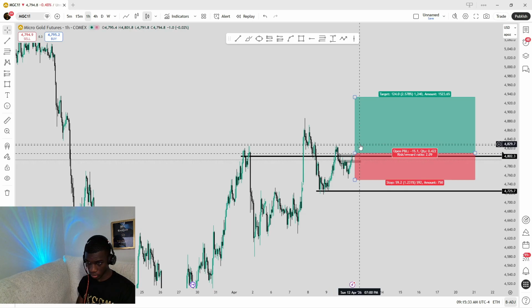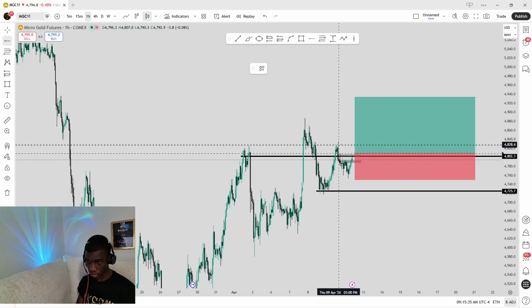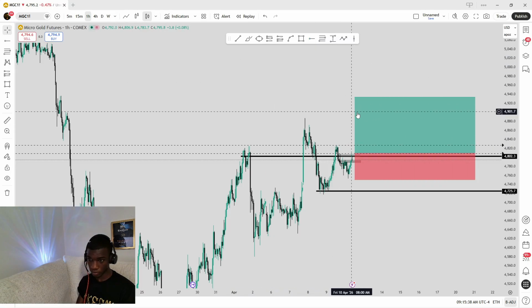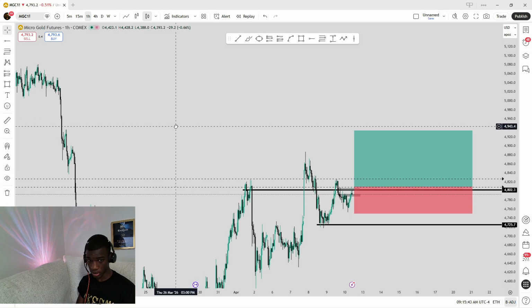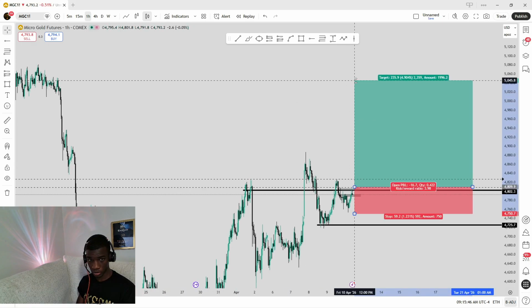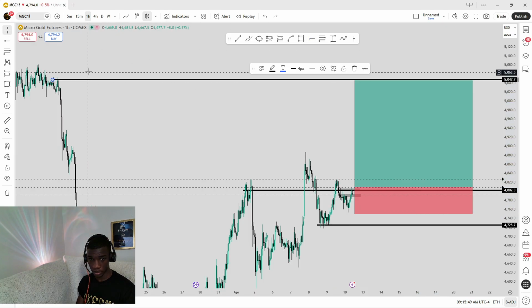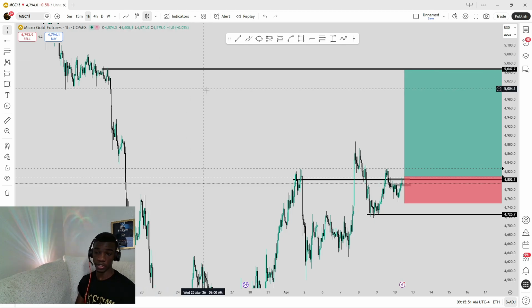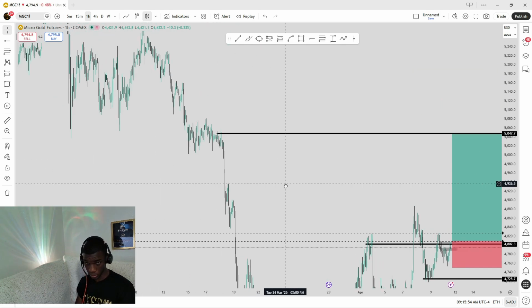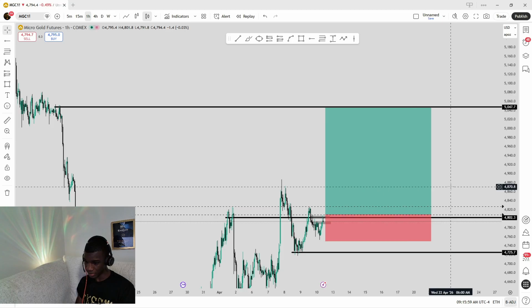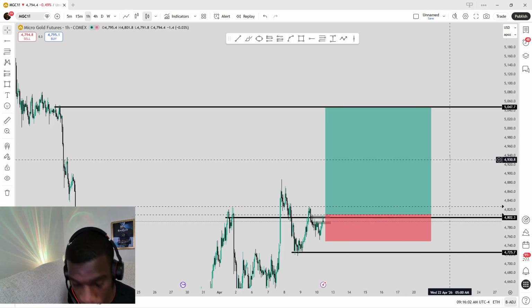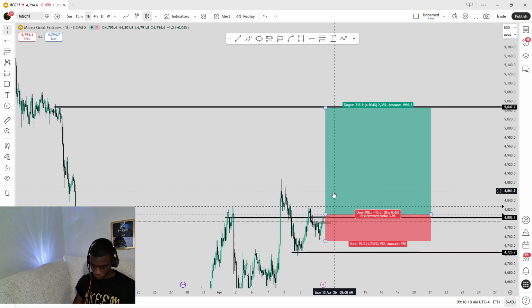Enter here, add a new contract here at that black line. First TP would be here, and second take profit would be here at this black line over here, right? Because that's where the market sold from in the first place. So let's see where the market takes us today. It's now 9:15, and yeah, that's it for the gold analysis.